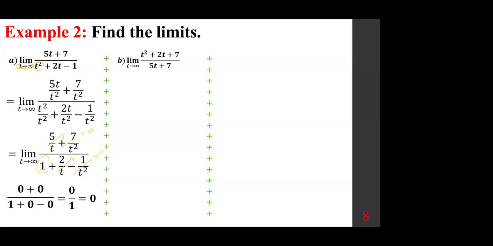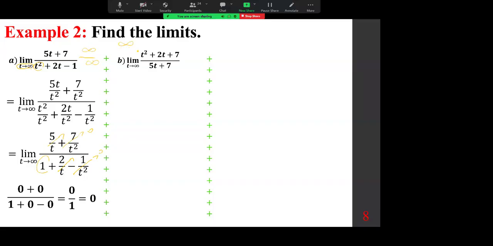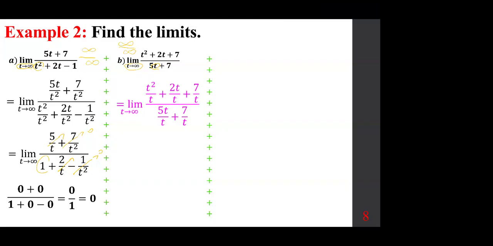If you plug in, you get infinity over infinity. Please understand, if you plug in, you get infinity over infinity here, you get infinity over infinity here, and the technique, because t is approaching infinity, is to divide by the highest degree term in the denominator, namely t. And simplify.